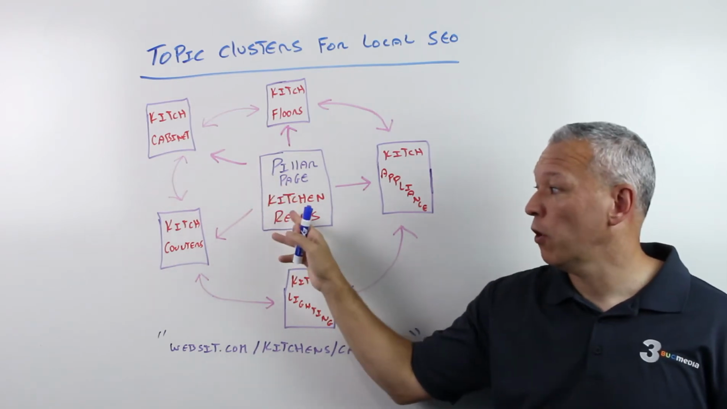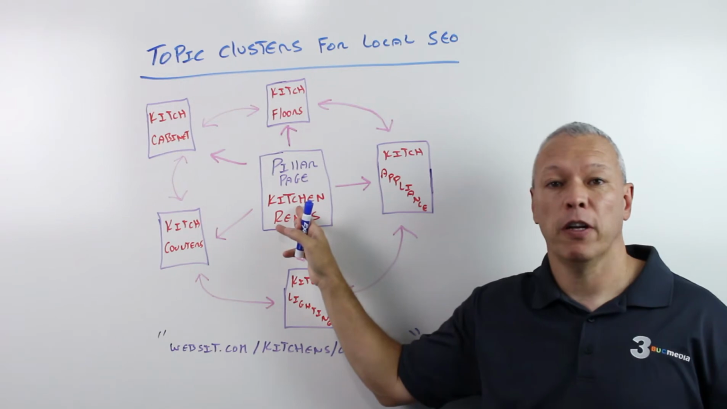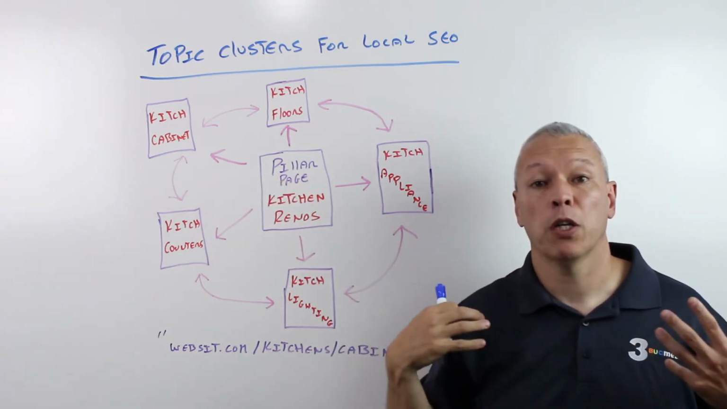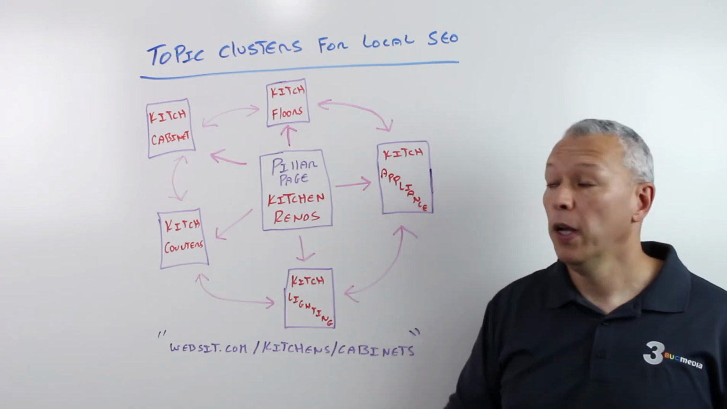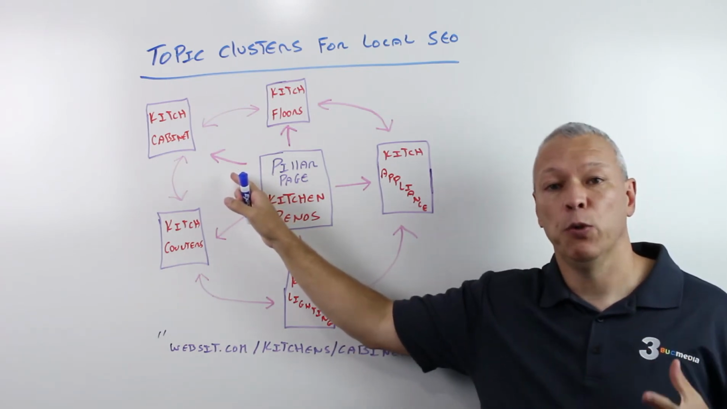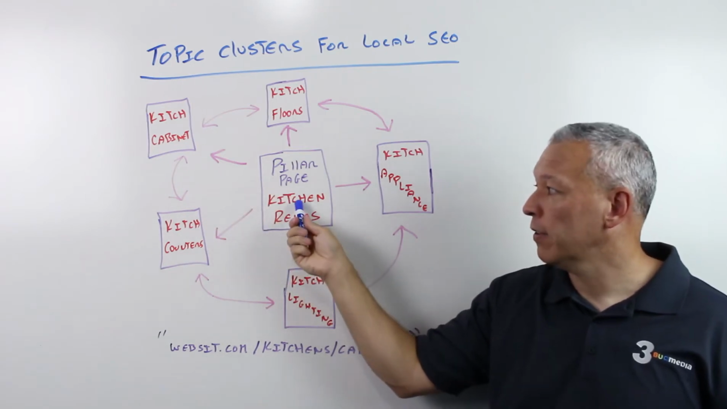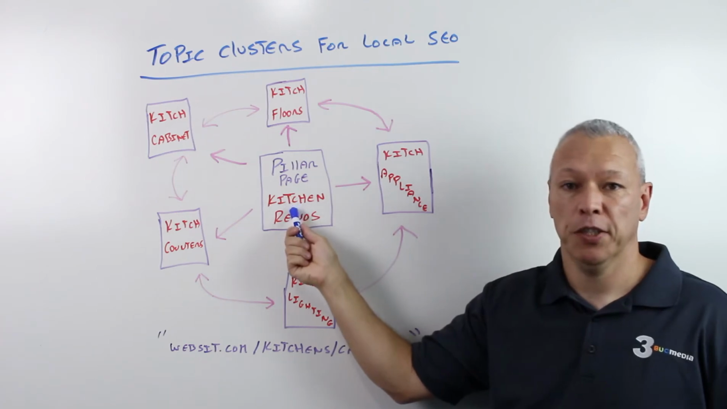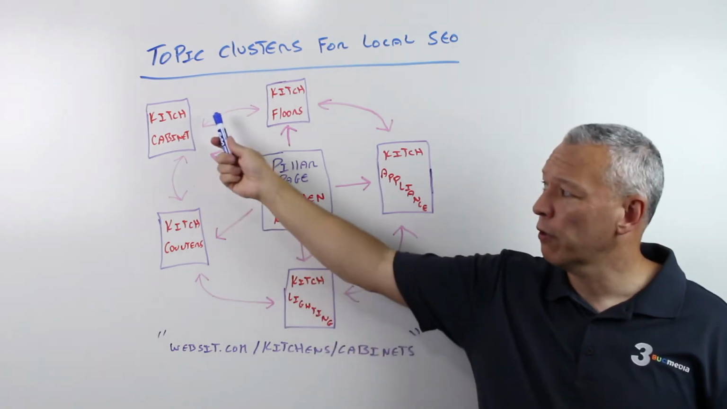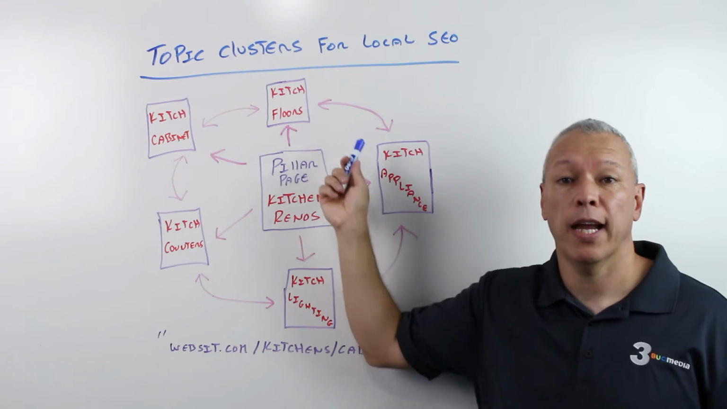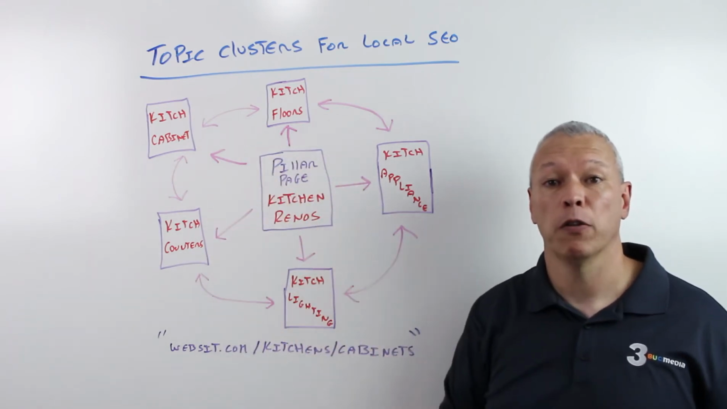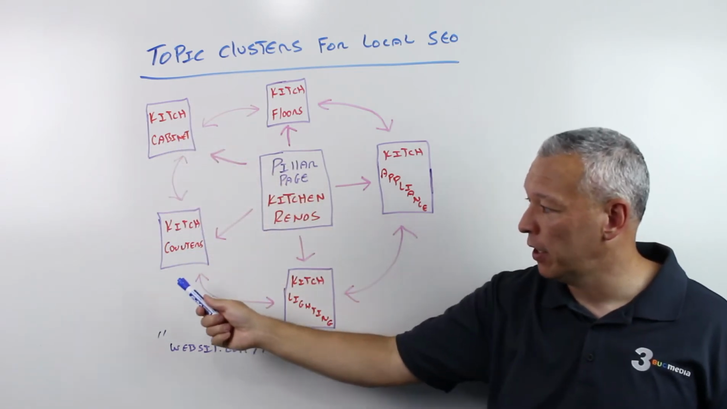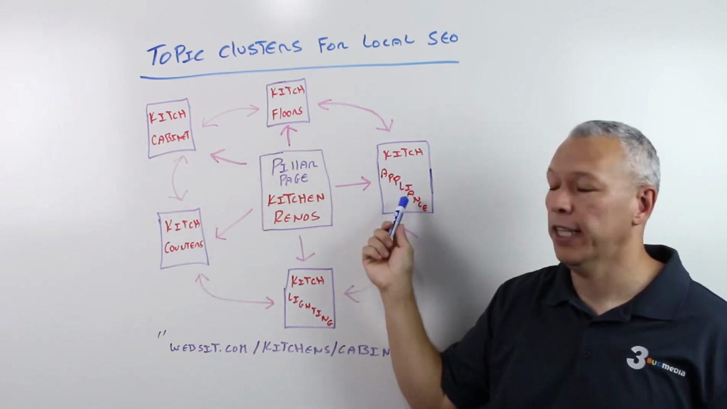In this example, we're going to talk about kitchen renovation. If you're a contractor and you have a kitchen renovation page that you really want to rank in local SEO, this is the type of strategy you would want to use. In this case, the main pillar page is kitchen renovations. We're going to create various subcategory or subtopic pages around it: kitchen flooring, kitchen cabinets, kitchen counters, kitchen lighting, kitchen appliances.